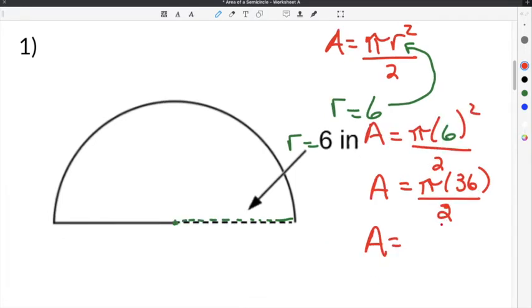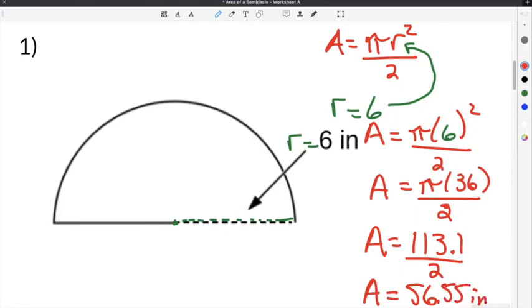So then you do pi times 36, which is equal to 113.1. And you can't forget the divided by 2. And then finally, when you divide by 2, you will get 56.55 inches squared as the final solution.